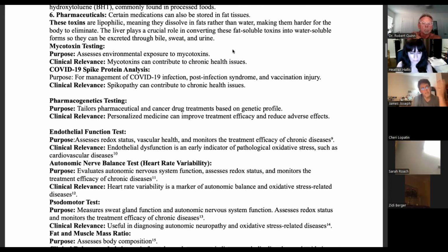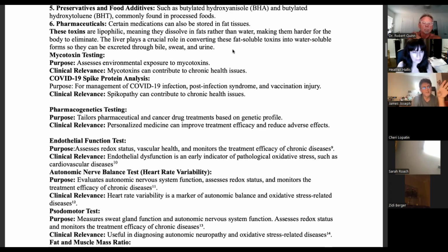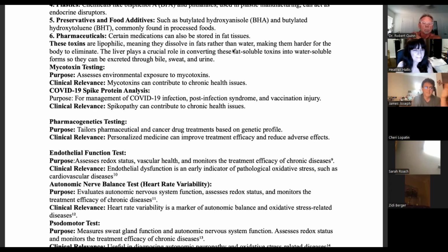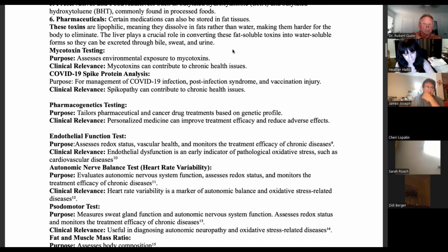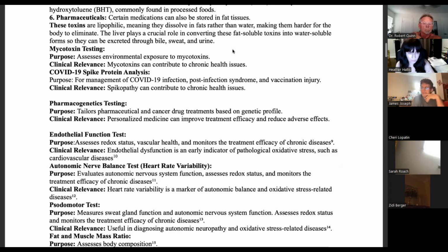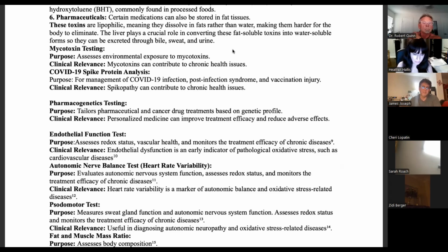Mycotoxin testing. I put mycotoxin under redox assessment because they are free radical generators. And definitely we need to screen for mycotoxins. We're not going to do all the screening for every patient. Based on history and physical exam, that would determine exactly which lab you're going to do.